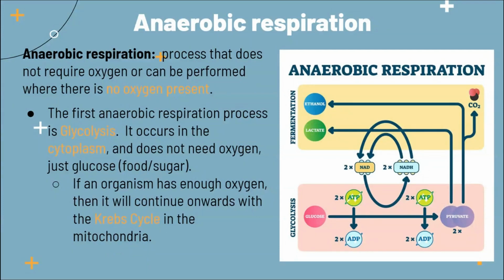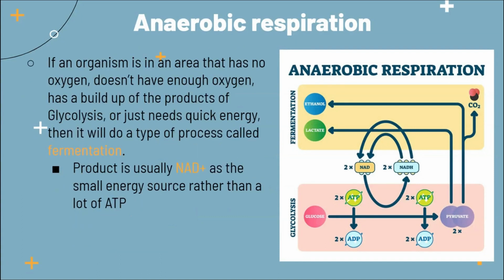Now, if an organism has enough oxygen, then it's just going to go on to the Krebs cycle and later on to the ETC. But that's not always the case. If an organism is in an area that has no oxygen, doesn't have enough oxygen, has a buildup of the products of glycolysis, or just needs quick energy, then it's going to do a type of process called fermentation. Humans don't do this process a lot because it doesn't end up with as much energy as going through the full aerobic cellular respiration. But there are times where humans do this, especially when we need quick energy. So again, fermentation is that process. The product is usually NAD plus as the small energy source rather than a lot of ATP.